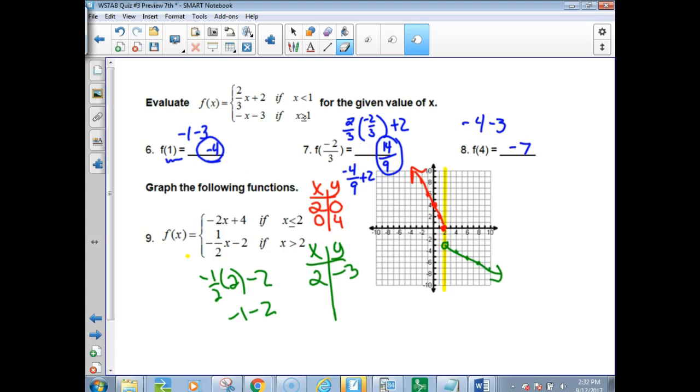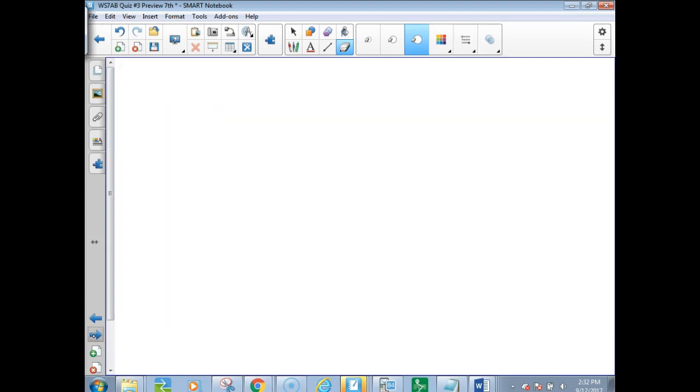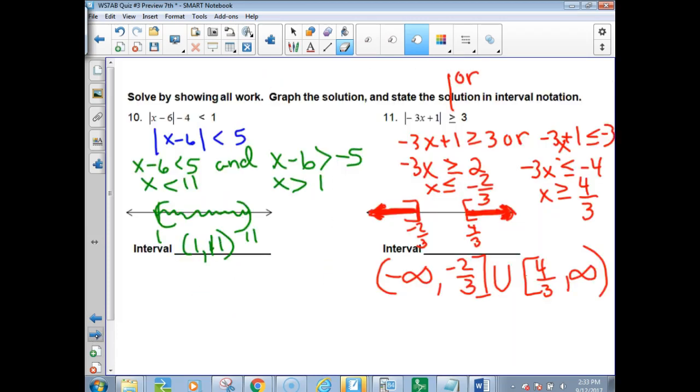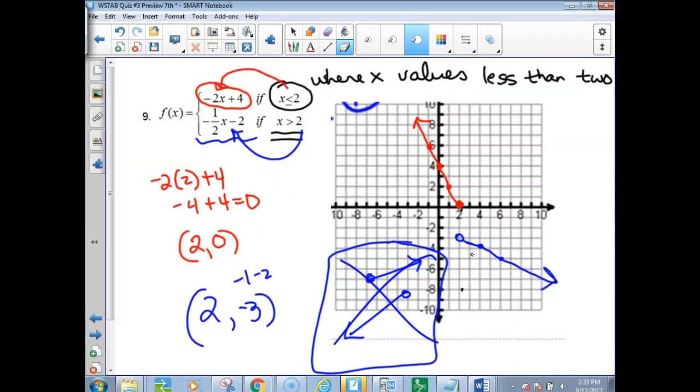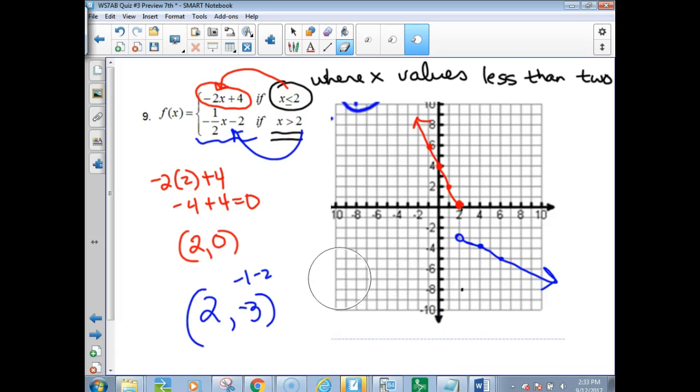F of 1. For the second one, that'd be negative 1 minus 3. Negative 4. Did you just make a boo-boo? Sorry, hold on. Okay, then there was this one. I don't know what that mess is. Hold on. Do you want me to go over this one at all, or? All right.